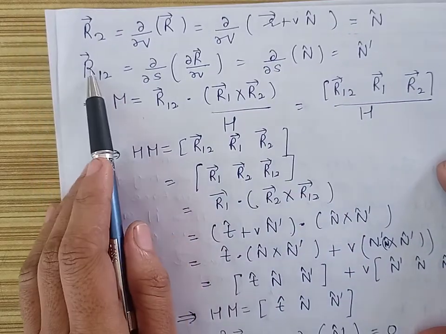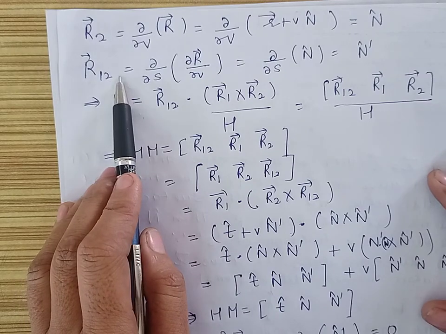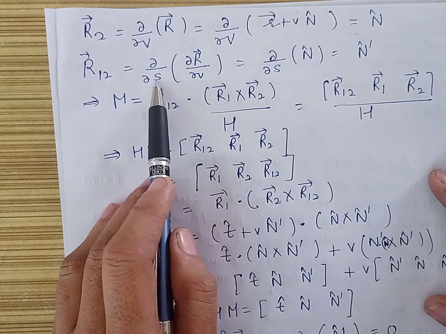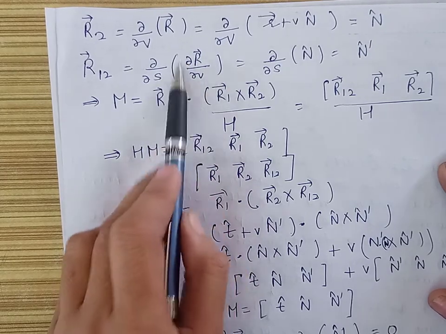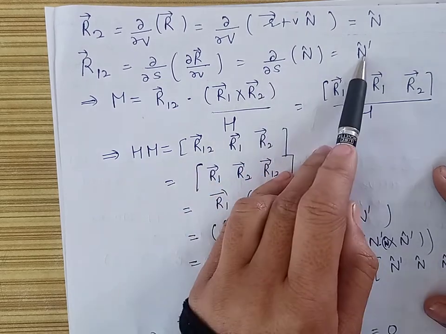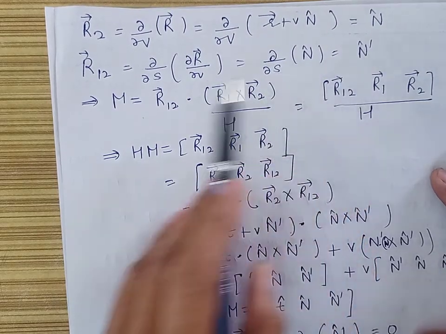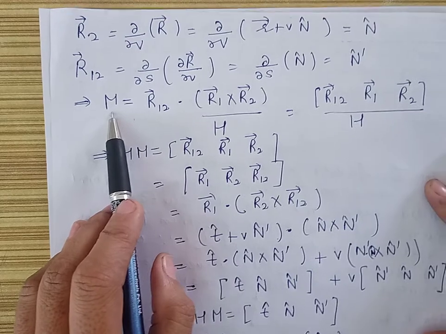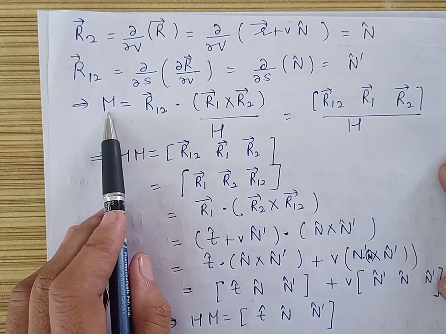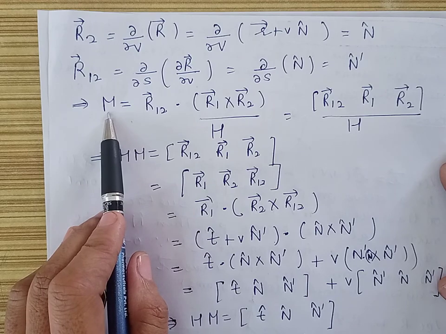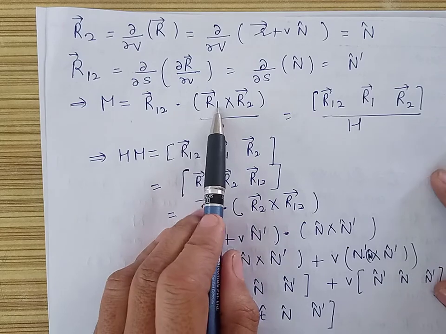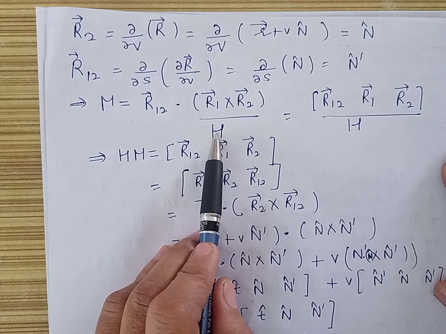Now, let us find R12. R12 means the partial derivative of ∂R/∂v with respect to s. Now, this is the vector n. So, ∂n/∂s will be n dash. Therefore, we can find the value of second order fundamental magnitude m. By definition, second order fundamental magnitude m is given by R12 dot R1 cross R2 divided by H.